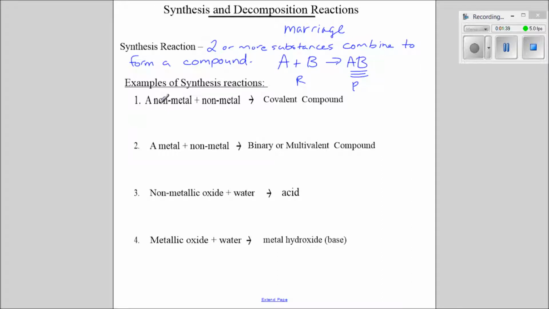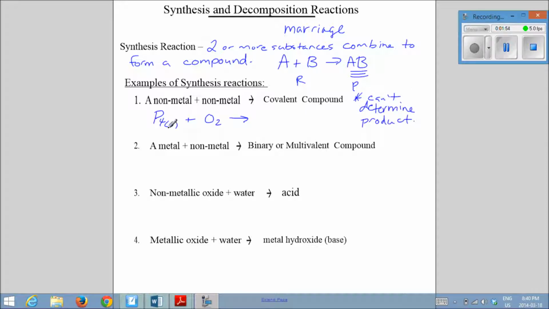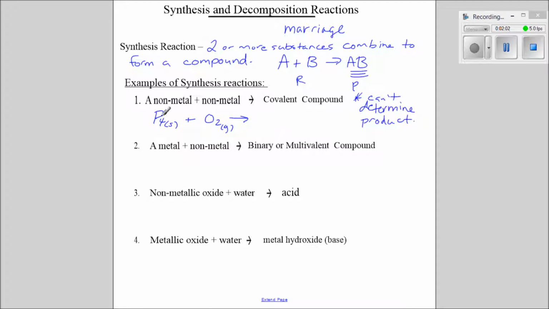Now, we have a couple different scenarios here. The first scenario, which we'll talk about quickly, is when you have two nonmetals coming together to form a covalent compound. With this one, you can never determine the product. So for example, if I say I have phosphorus, which in elemental form is P4, and oxygen, which is diatomic, it's O2, you need to know what product it makes. Well, I have to tell you this one. If you have two nonmetals coming together to form a covalent compound, I have to tell you what it forms in order to figure it out. Then you have to balance this one on your own and see what you can do.